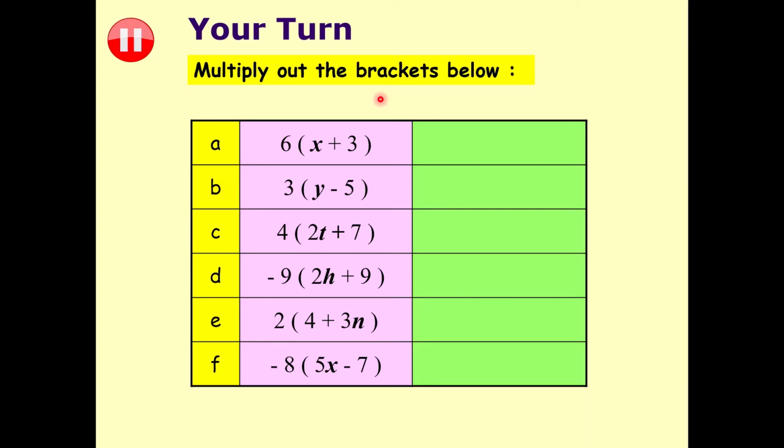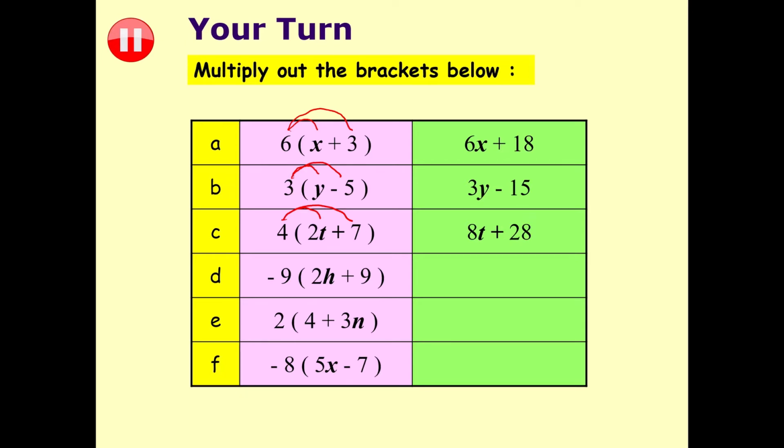Okay, first answer. We have 6 times x to give us 6x, and then plus 6 times 3. So we'll have 6x plus 18. Second question, we've got 3 times y to give us 3y, then 3 times negative 5, so 3y subtract 15. Third question, we have 4 times 2t to give us 8t, and then 4 times plus 7 to give us plus 28. So you should have 8t plus 28 for that one.